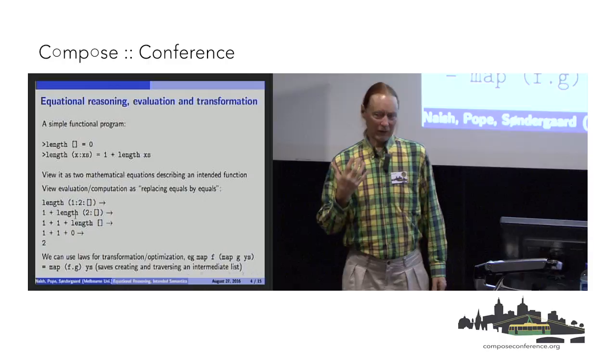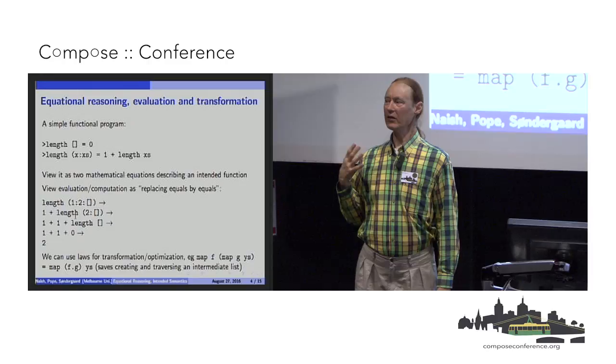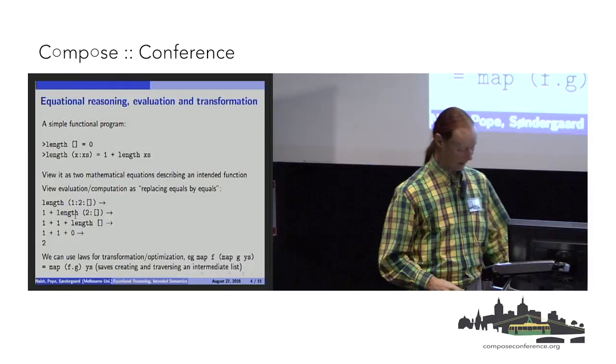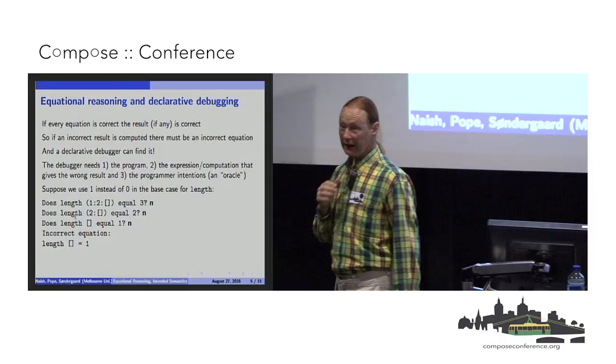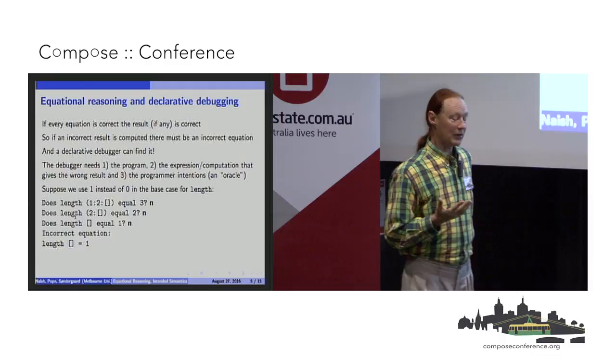So this sort of view you can also use to do optimization and transformation. You can have various sort of laws saying this sort of thing equals this sort of thing. So there's an example there with map and compose. And this view of the world is also nice for debugging. So one of the things I've done with Bernie, for example, is work on declarative debugging for Haskell.